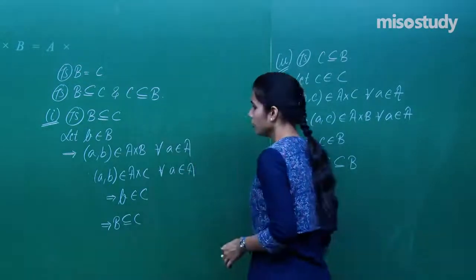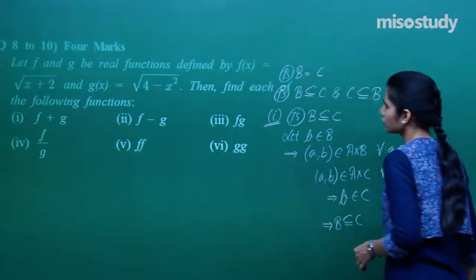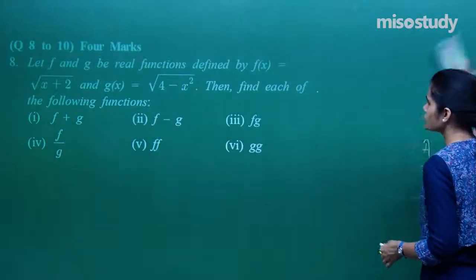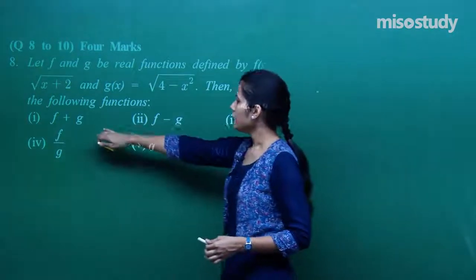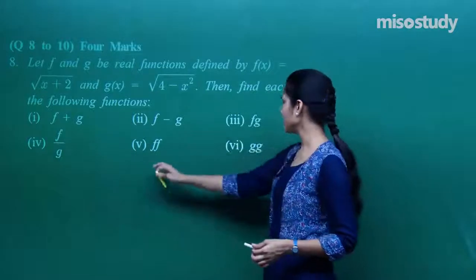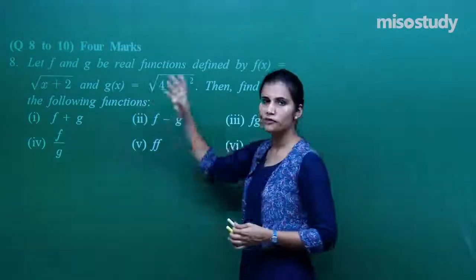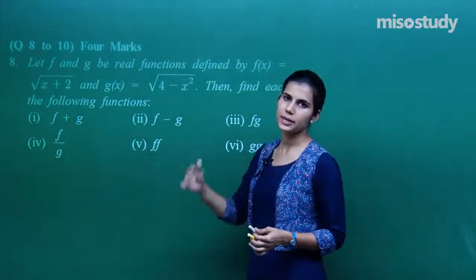Fine. Moving on to the next, we have, let f and g be real functions defined by f(x) equals root (x plus 2) and g(x) is root over (4 minus x squared), then find each of the following functions. We know f plus g, f minus g have what as their domains, f into g, f by g, ff, gg have what as their domains. So first we need to work upon the domain of f, domain of g, then draw the domain of all these individual functions and then define them.